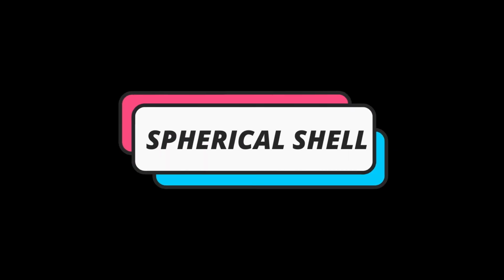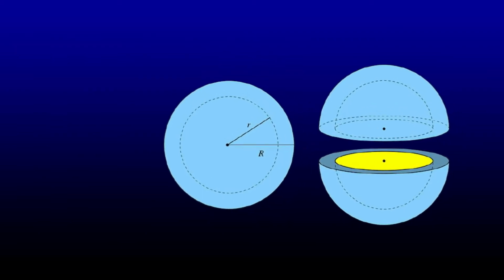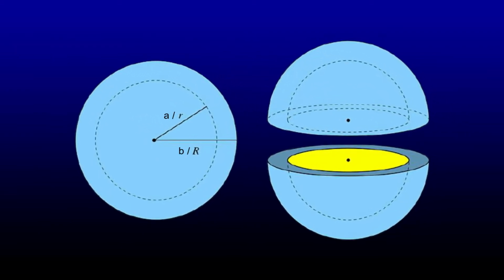What is spherical shell? In geometry, a spherical shell is a generalization of an annulus to 3 dimensions. It is the region of a ball between two concentric spheres of differing radii. A thin spherical shell of radius R has a total charge Q distributed uniformly over its surface.